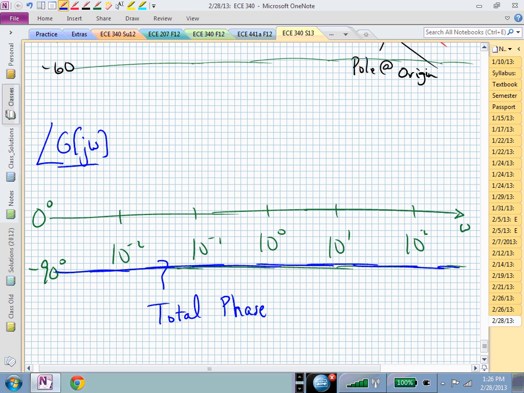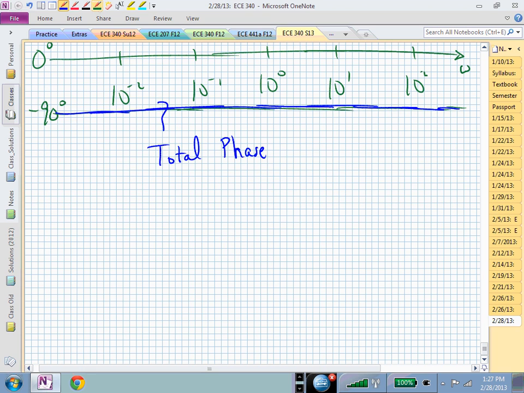And if I said, what's the phase of G of S equal to 10 over S at omega equal to 100, you could say minus 90 degrees. And I could say, okay, for 2 more points, what's the phase at 0.1? Minus 90. Questions on that? Let's now look at sketching the next piece, which is the linear terms.